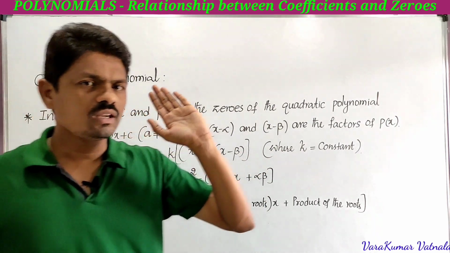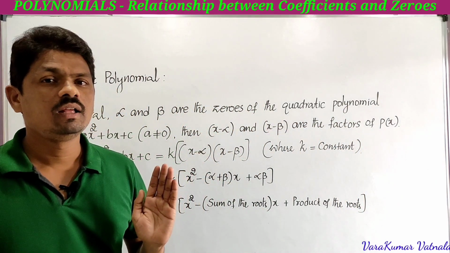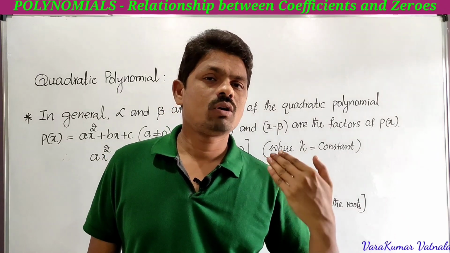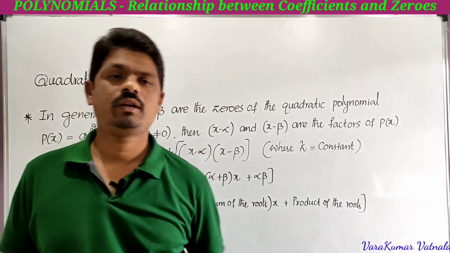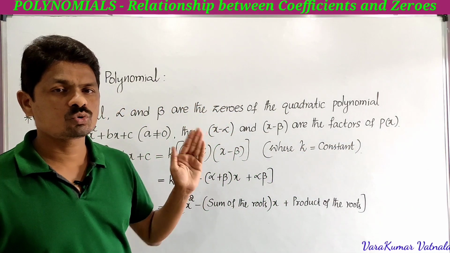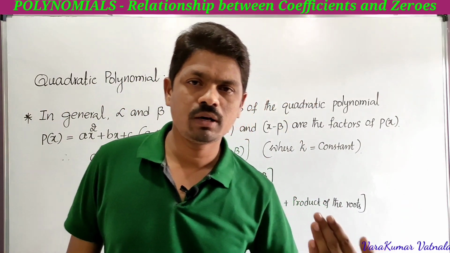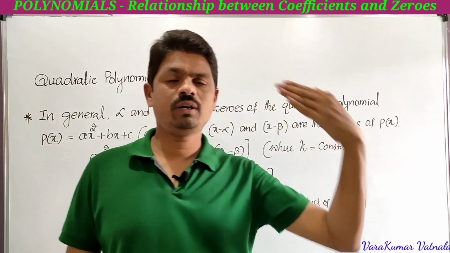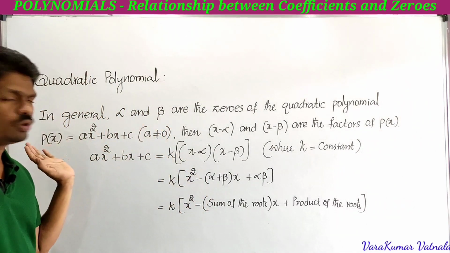Once again, if alpha, beta are the roots of the quadratic polynomial, then to find the quadratic polynomial, it is equal to k into (x minus alpha) into (x minus beta). So that is the formula. Next, the second one: if he gives the sum of the roots and the product of the roots, we use this formula. The required quadratic polynomial is equal to k into x square minus (alpha plus beta) into x plus alpha into beta. So these two formulas you have to remember.